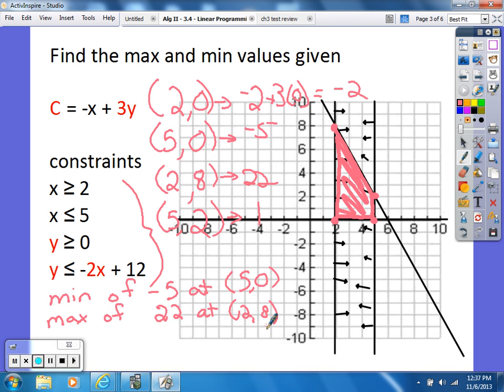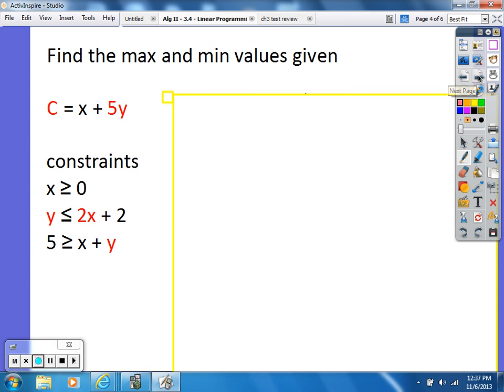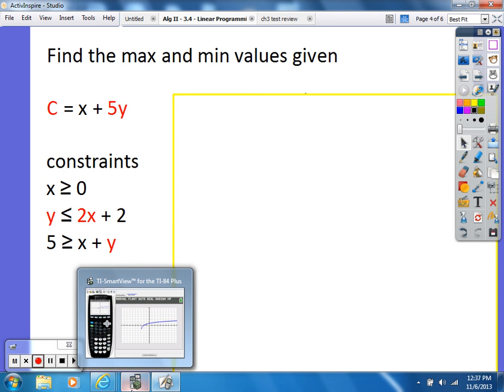So let's do one more. Last one of the day. Go ahead and copy this one down. Oops. There we go. And go ahead and graph your 3 constraint functions.